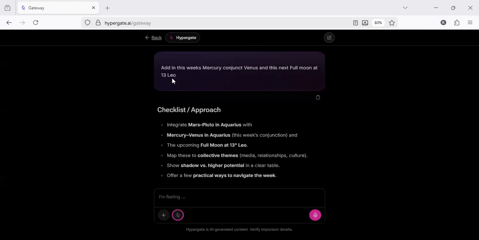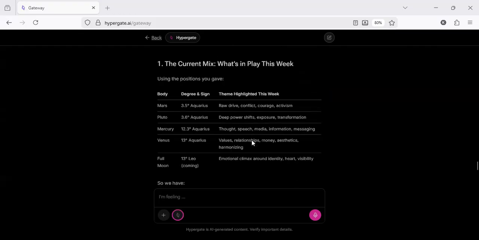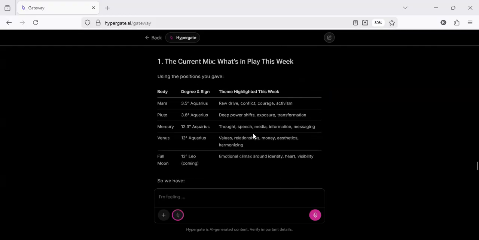See, the full moon in Leo is going to be opposite all that, right? It's going to be 13. So, yeah, I'll show you in a minute. But anyway, let's just look at this. Okay, so it says, using the positions you gave me.